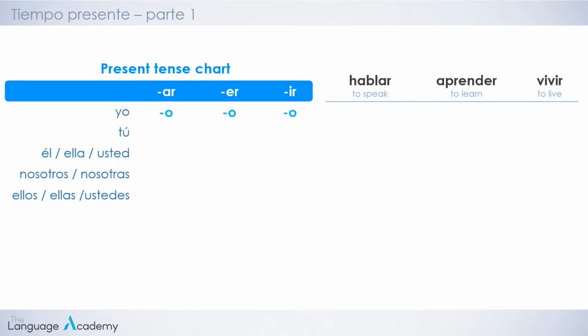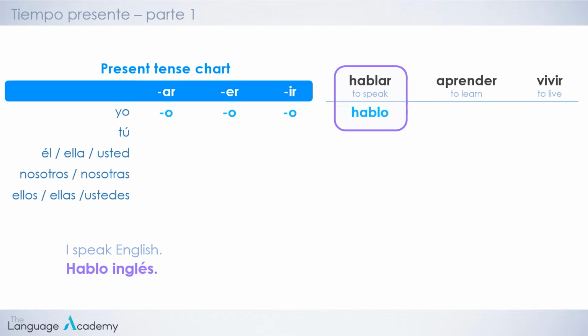So in order to conjugate the verb, for example, hablar, you need to drop the AR ending and use O instead. So how do you say I speak in Spanish? Hablo. Remember, the H is completely silent. How do you say I speak English in Spanish? Hablo inglés. Remember, at this point, you don't need to say yo, because hablo on its own already means I speak. Now let's continue with the next verb.